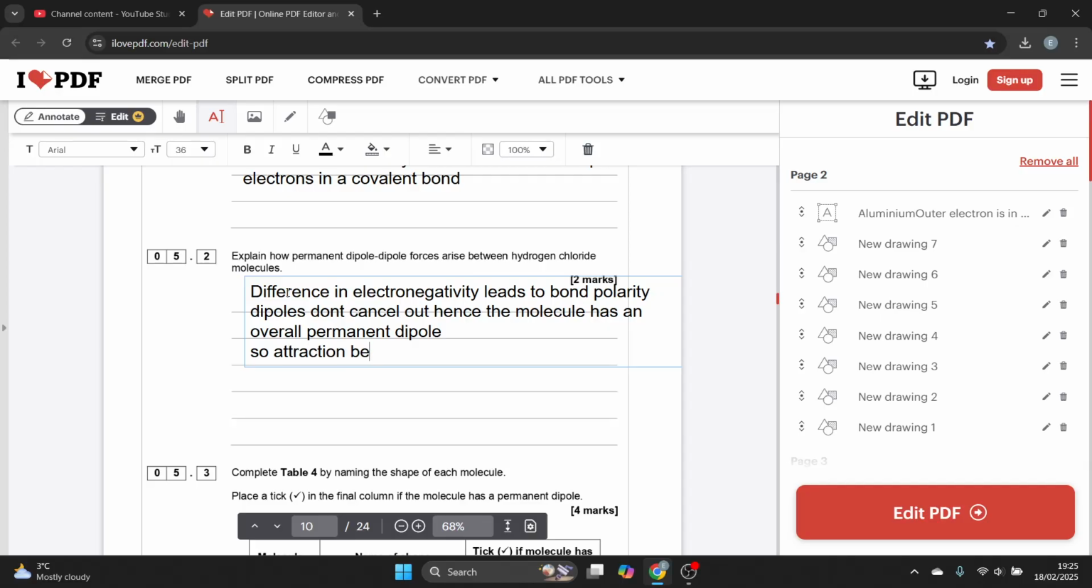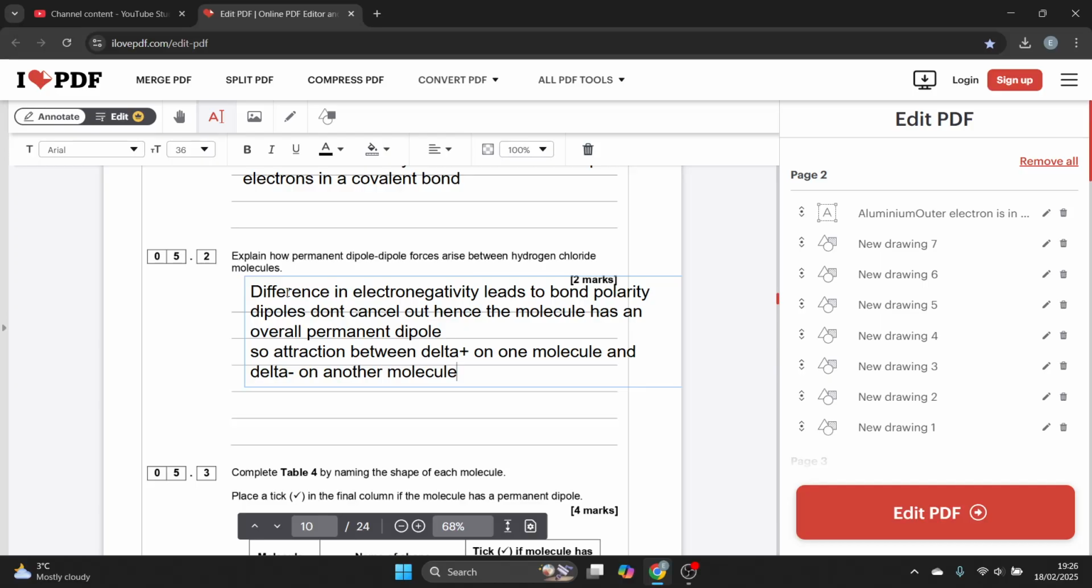So attraction between delta positive on one molecule and delta negative on another molecule. There was a question similar to this in the previous past paper, maybe the one before that, and it was like, identify the type of intermolecular forces in SiF4, van der Waals, and explain how it forms. Uneven distribution of electrons, one molecule induces a dipole in neighboring molecules. Dipoles cancel out. Symmetrical molecules, completely symmetrical, and that's what you say.